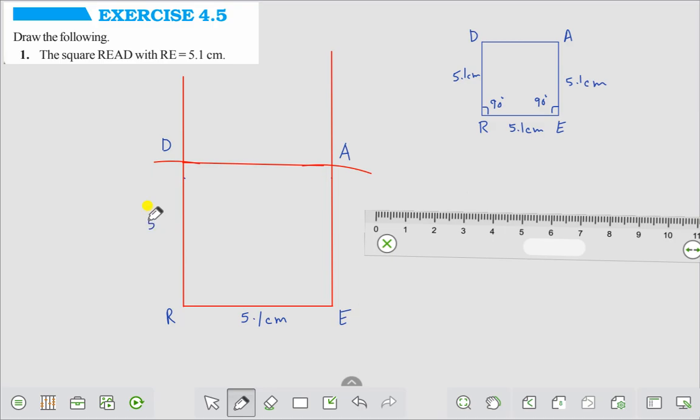This is 5.1 centimeter. This AE is also 5.1 centimeter. And DA is also 5.1 centimeter. And all the angles are 90 degree. This angle is 90 degree. Since this is a square, this angle is also 90 degree. This angle is also 90 degree. And this angle is also 90 degree.